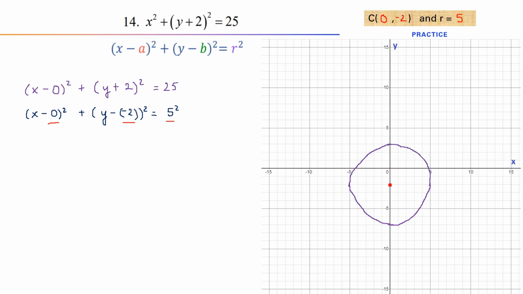Alright. So this one is (0, -2) and r equals 5.